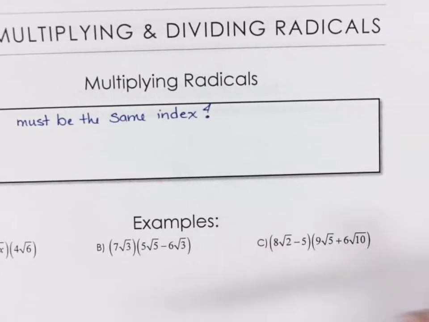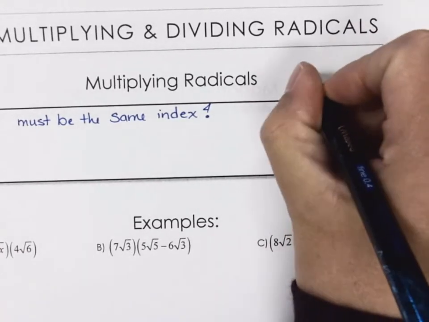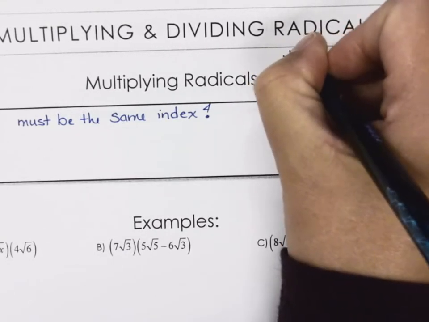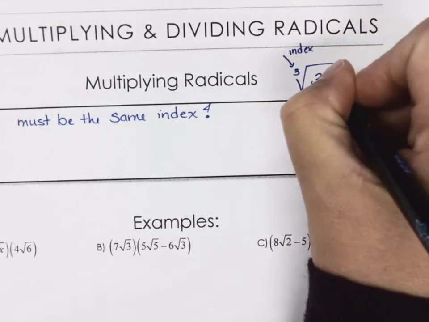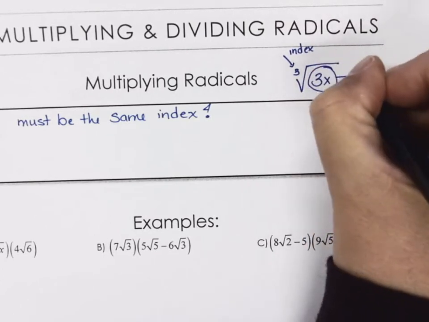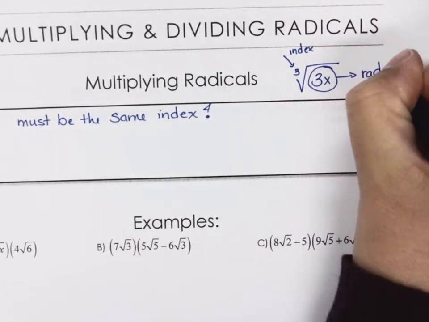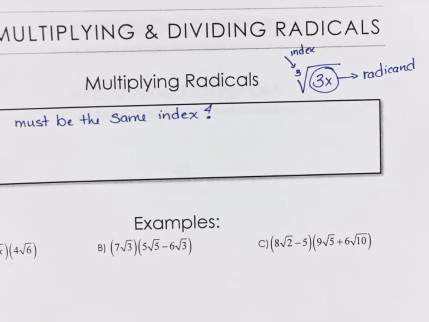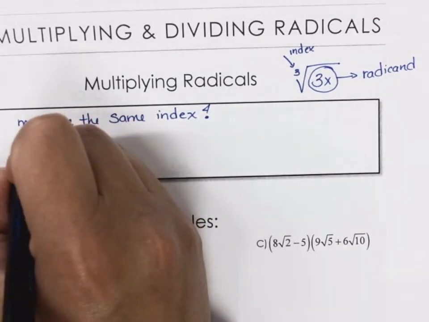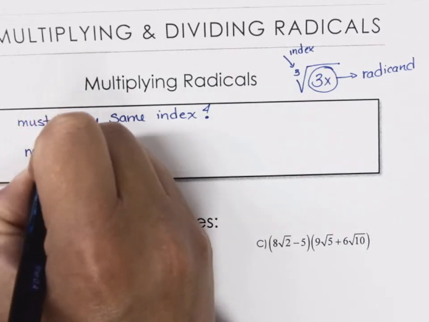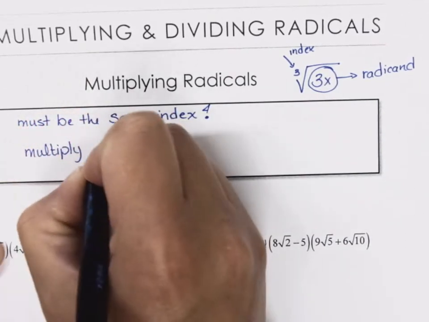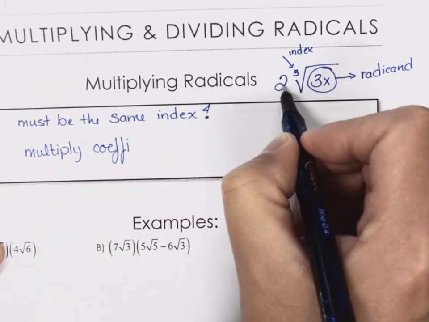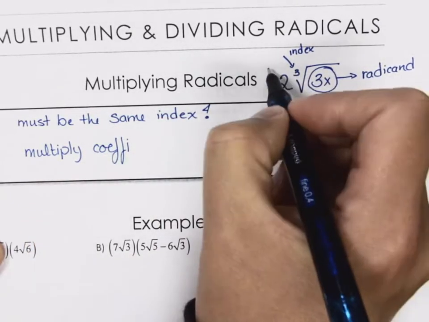So just to remind you all the parts of the radical, like that's the index. And if this is 3x, this whole thing under here is your radicand. Okay, so you must multiply coefficients. And you guys know what I mean by coefficients. It's the number outside. So like if this had a 2 in front of it, that would be a coefficient.